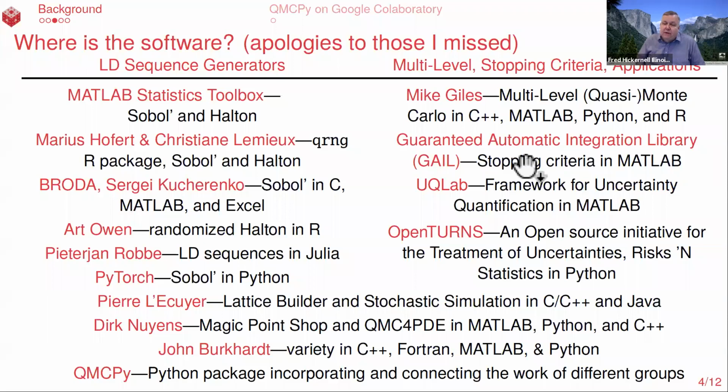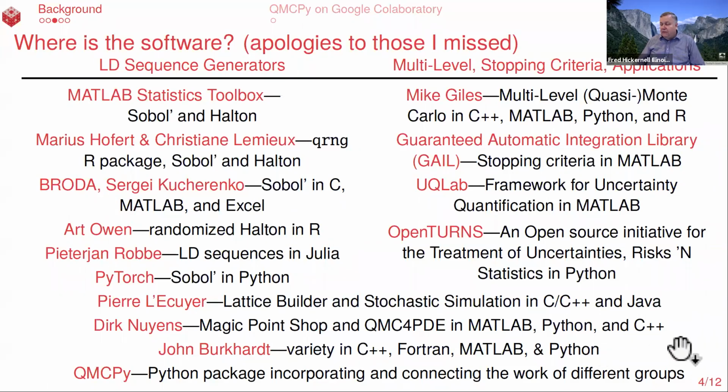A project that my collaborators and I have worked on for the past several years in MATLAB has a stopping criterion. Then there are some packages out there in the UQ uncertainty quantification sphere that have Sobol embedded in them for doing experimental design. Pierre L'Ecuyer has Lattice Builder that builds lattice generators as well as stochastic simulation software. Dirk Nuyens' Magic Point Shop has generators, both lattice and Sobol, and he's used those for solving UQ problems in partial differential equations, he and his collaborators. John Burkardt has a lot of software, Monte Carlo related, in a variety of languages.